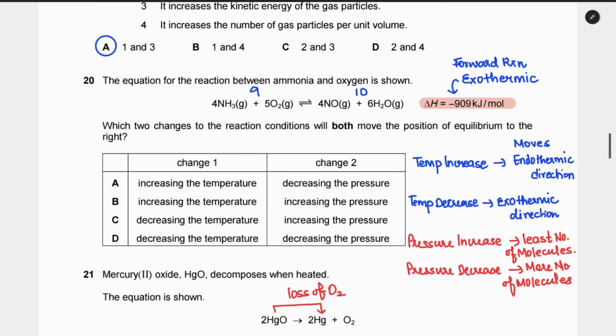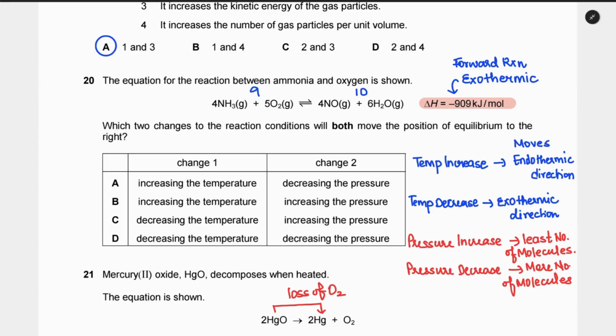Question number 20. The equation for the reaction between ammonia and oxygen is shown below. Which two changes of the reaction condition will both move the position of the equilibrium to the right? So first they have given the data as minus 909 kJ per mole, which is an exothermic reaction, and it's going to be the forward reaction. Okay, so we have got more data. First we will write the number of moles in total for each reactant and product so that solving the equations becomes easier.